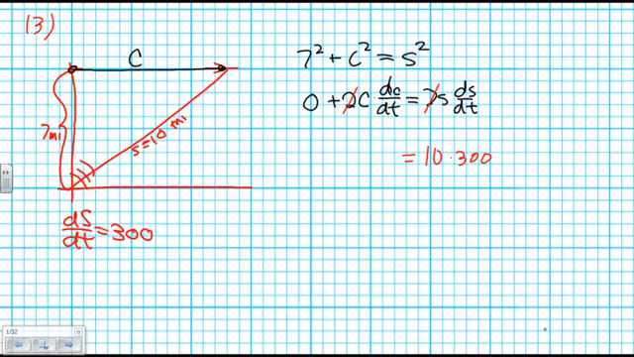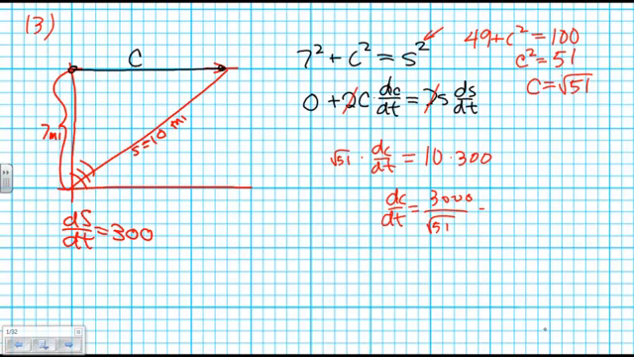To find c, I'm going to have to go back to this equation and say 49 plus c squared is equal to 100, or c squared is equal to 51, or c officially is plus or minus the square root of 51, but we're only interested in the positive value. So how about the square root of 51 times dc/dt? Or dc/dt is equal to 3,000 divided by the square root of 51.